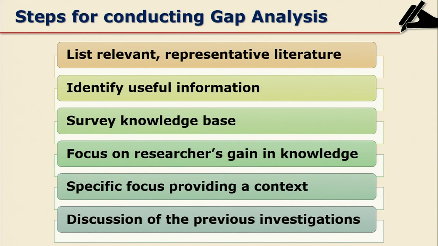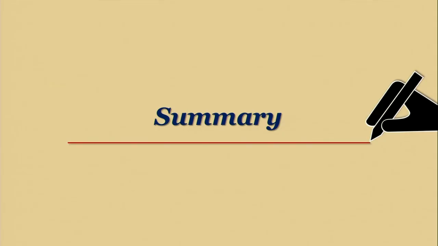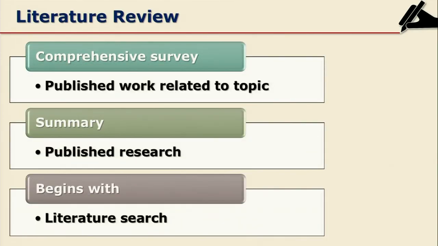Next is the discussion of previous investigations. Here, you have to start searching for literature in the libraries and also on the internet. Thus, the literature review starts with literature search. Summary. To summarize, literature review is a comprehensive survey of published work related to your area of research. It is a comprehensive plus critical summary of earlier research, that is published research, in your area of interest or choice, and it always starts with literature search.